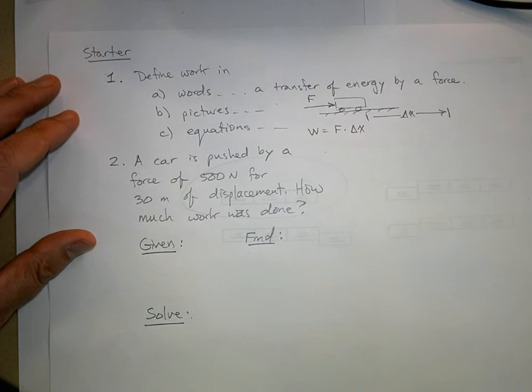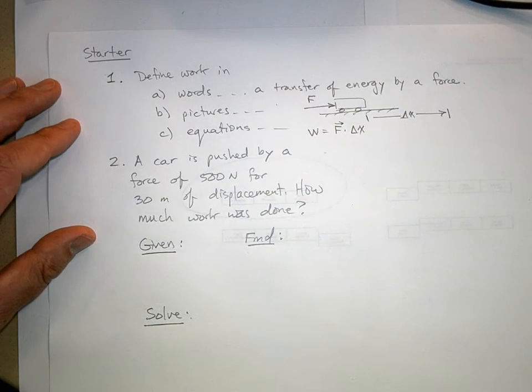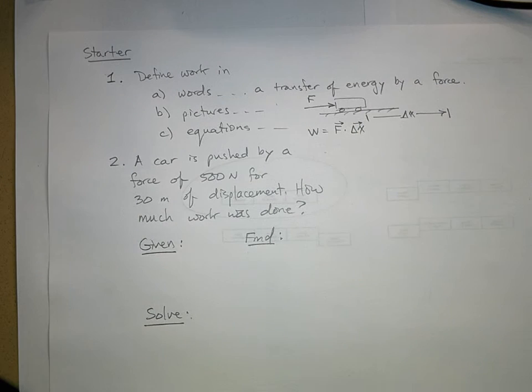And one of the things I asked you to do is to put arrows on it. So if the force is to the right and the displacement is to the right, then they're both doing positive work. I mean, then positive work is being done. If the arrows are in opposite direction, then the force is trying to take energy away from the object.